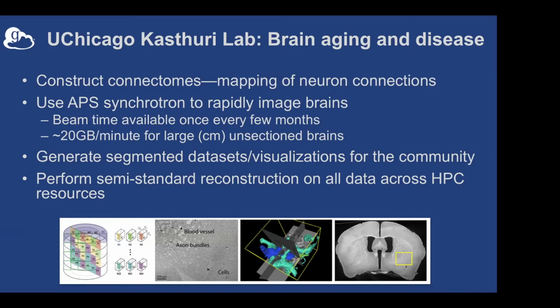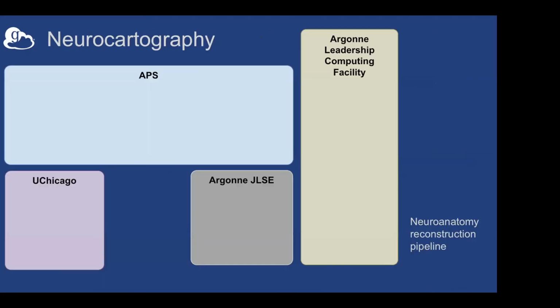And so the way they do that is they use the Advanced Photon Source to take thousands of images on brain sections. Right now they're doing this on rats primarily because it is a destructive modality, but they're generating these large data sets that are then being made available to the community for doing all sorts of interesting downstream analyses.